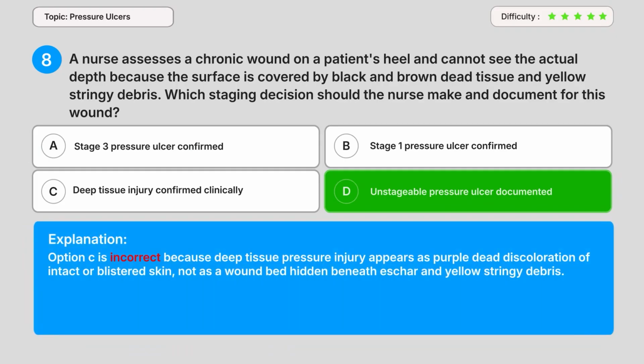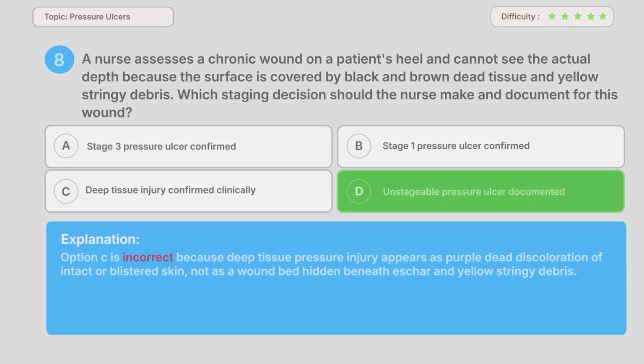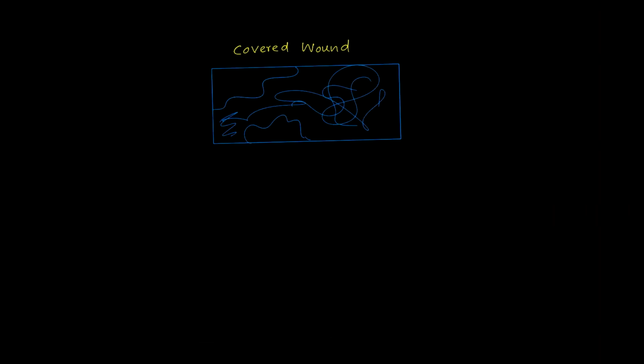Option C is incorrect because deep tissue pressure injury appears as purple dead discoloration of intact or blistered skin, not as a wound bed hidden beneath eschar and yellow stringy debris. When a wound is covered in dead tissue, staging stops. That is the whole idea behind the unstageable label. The study guide defines eschar as black or brown dead tissue and slough as yellow stringy debris. When either one or both cover the wound bed, the nurse cannot see how deep the injury actually goes.